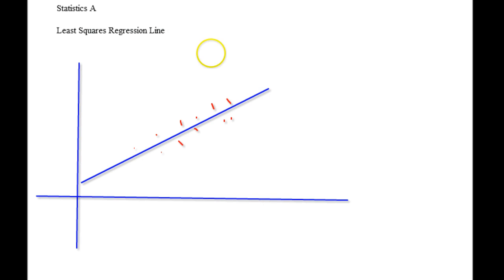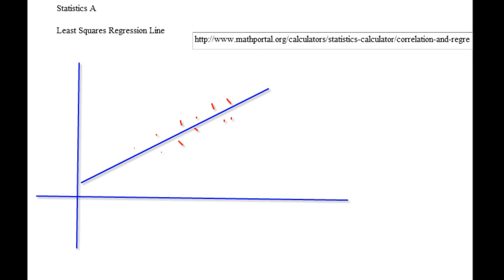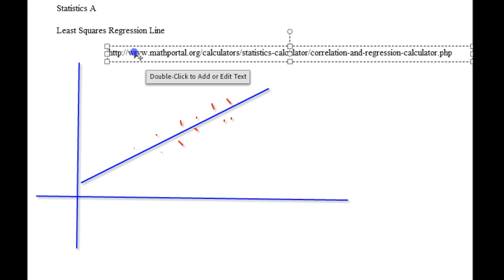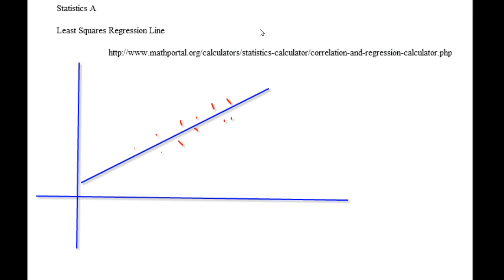Okay, and that's going to be right here. Okay, and it's at mathporter.org/calculator/statistics calculator/correlation or regression calculator.php. Okay, and what you can do is you can enter in your x values, your y values, and you can actually use a data grid to input. You could find the equation of the regression line, find the correlation coefficient, and show an explanation as well. So this is going to be some great stuff to work through when you're beginning with LSRLs.